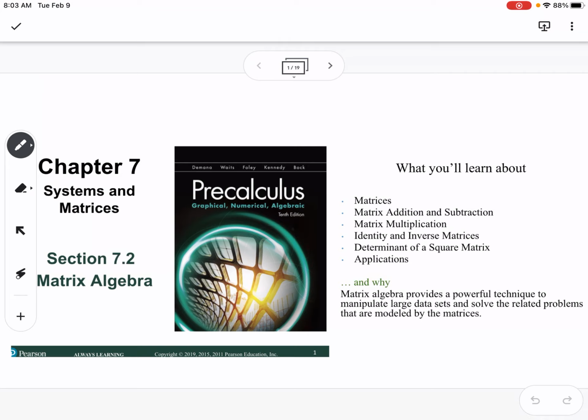This is section 7.2, which is matrix algebra. We're going to talk about matrices, matrix addition and subtraction, matrix multiplication, identity and inverse matrices, determinant of a square matrix, and applications.